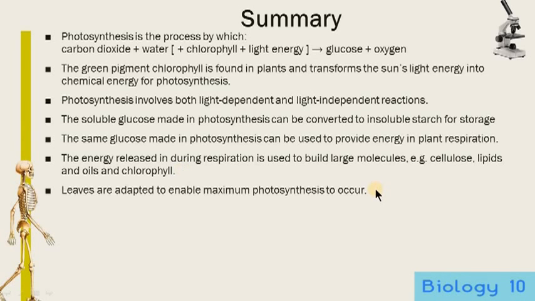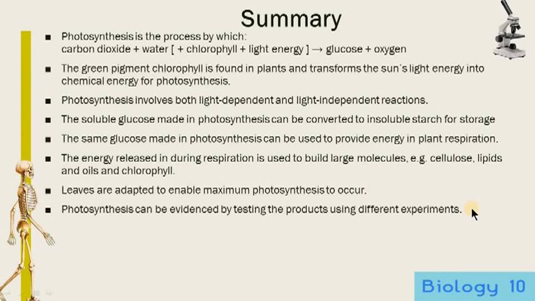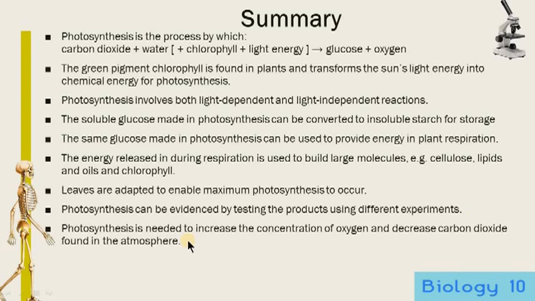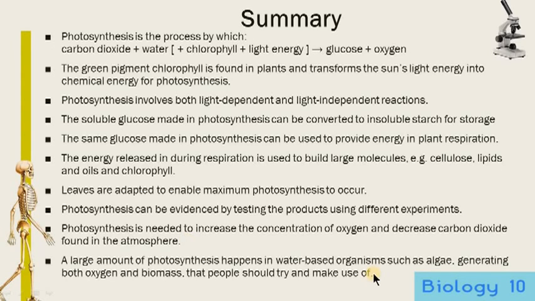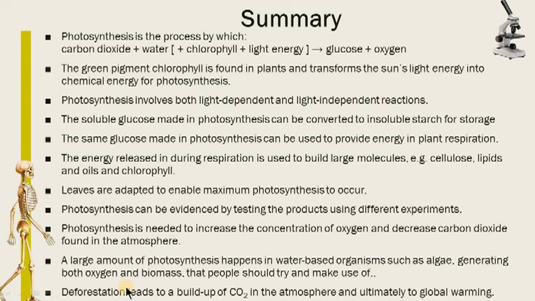The leaf organs on a plant are adapted for photosynthesis. The process of photosynthesis can be evidenced using tests. Photosynthesis provides a balance between our oxygen levels and carbon dioxide levels in the atmosphere. Photosynthetic water-based organisms such as algae can be grown to produce oxygen and biomass. The cutting down of trees, known as deforestation, can lead to an increase in CO2 in the atmosphere and therefore contribute to global warming.